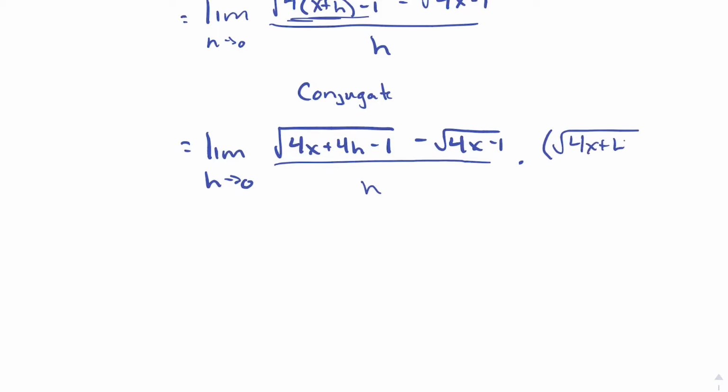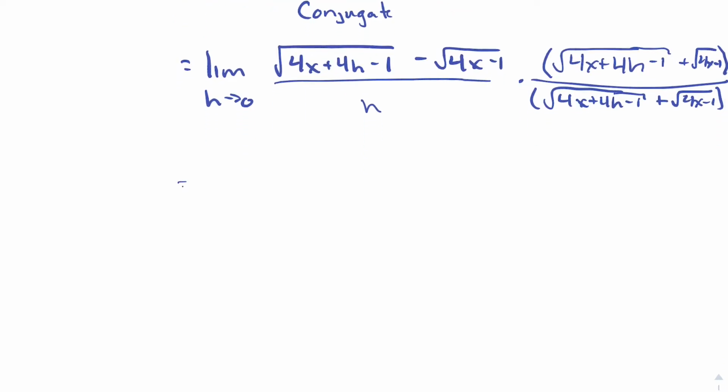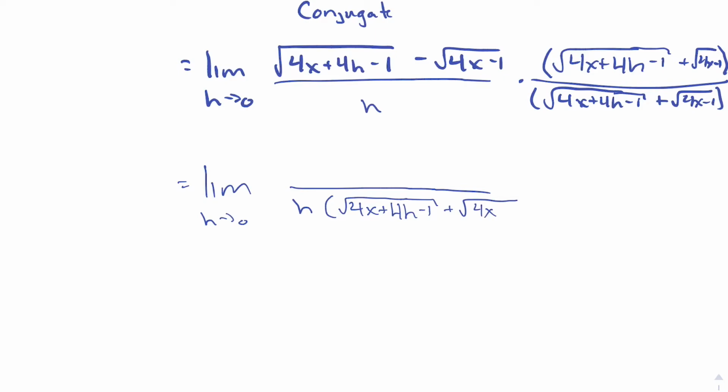The exact same expression as my numerator, but with a plus instead: the square root of 4x plus 4h minus 1, plus the square root of 4x minus 1, over the exact same expression. We continue writing the limit as h goes to 0. That denominator we'll keep unexpanded, so h times this big quantity: the square root of 4x plus 4h minus 1, plus the square root of 4x minus 1.